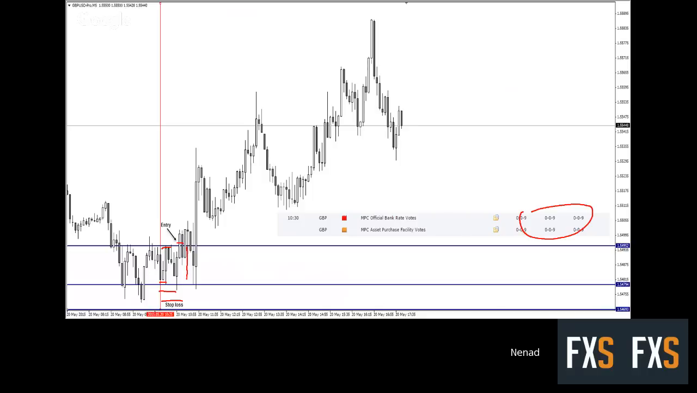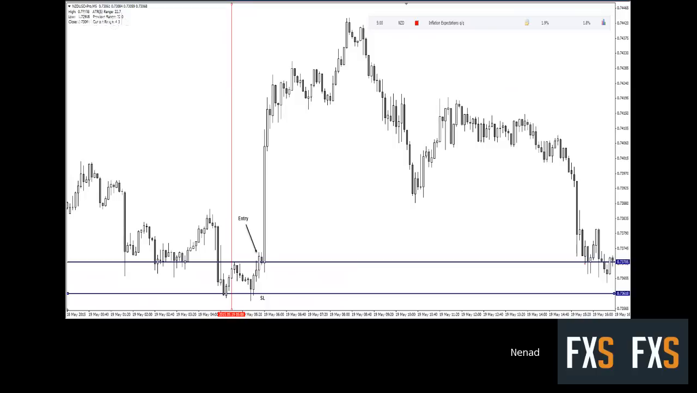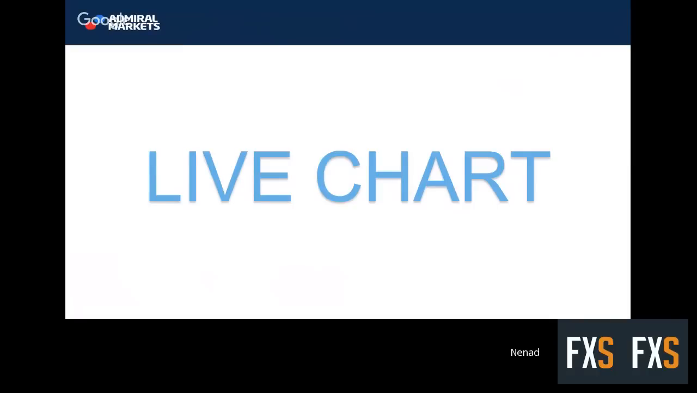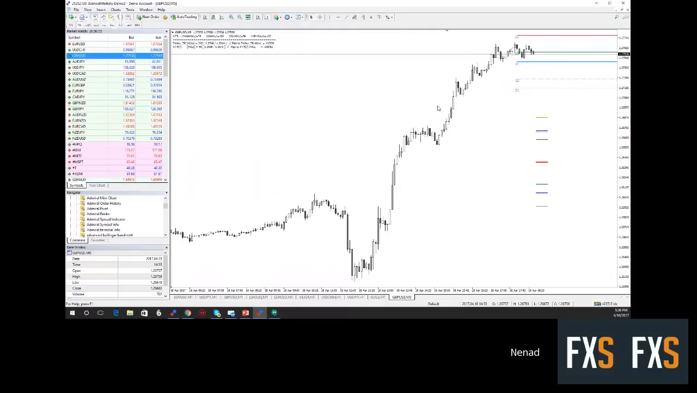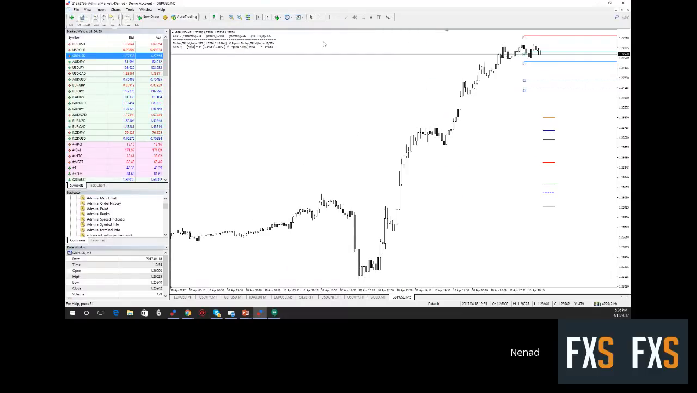Price went down to test this lower part, and then it went hugely to the upside. Okay, another setup candle here, stop loss there or there, and here your entry, and bang, it shot to the upside. Now I will also show you a live chart, and you will see how it looks on a live chart.